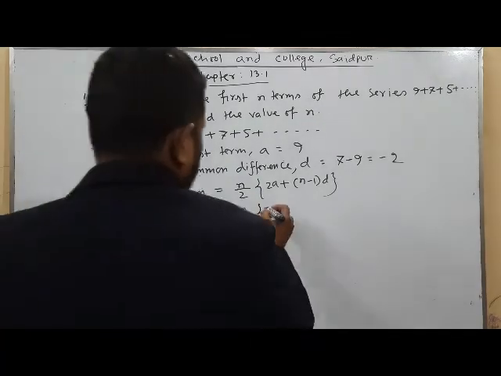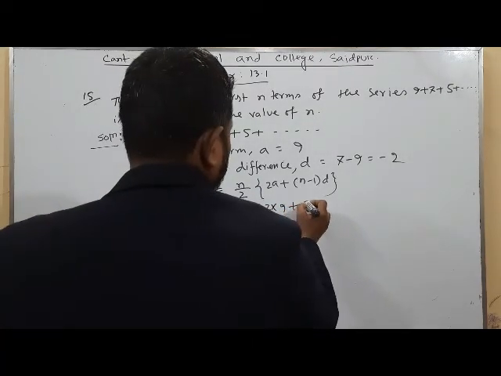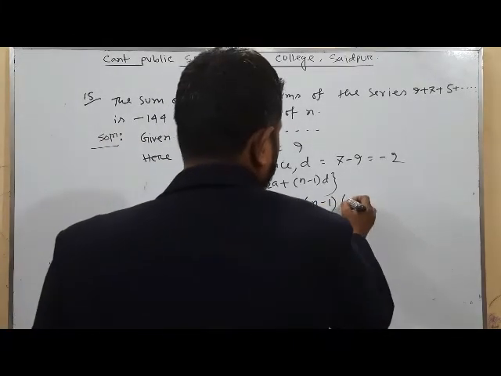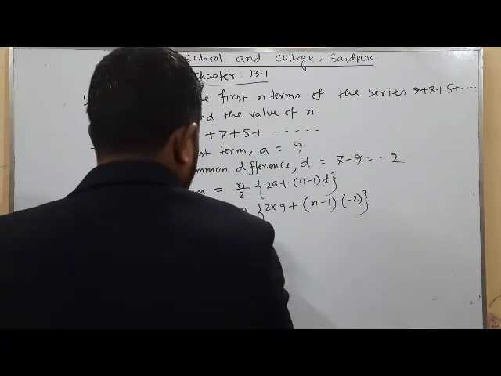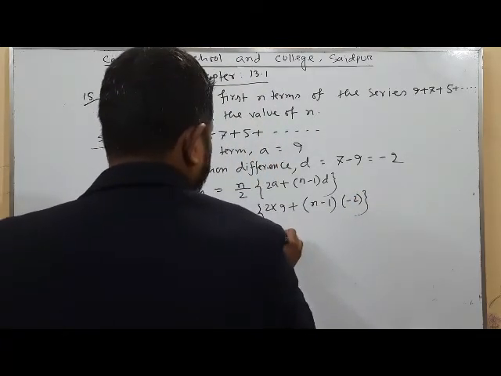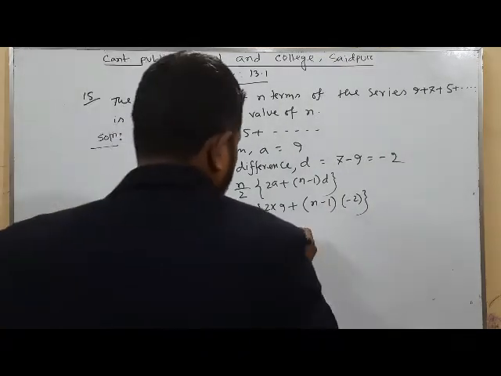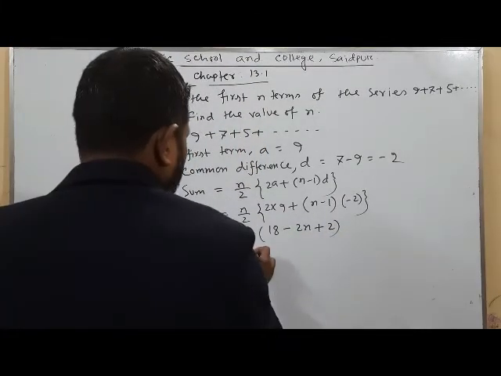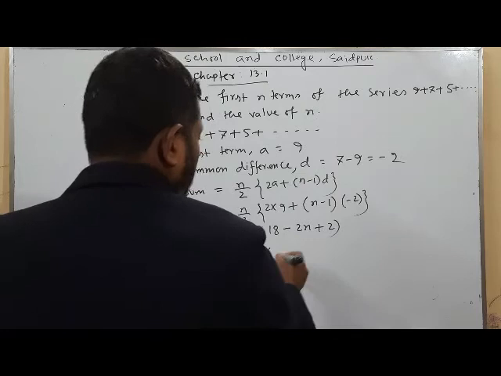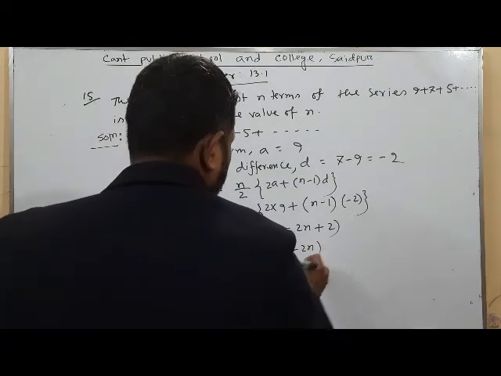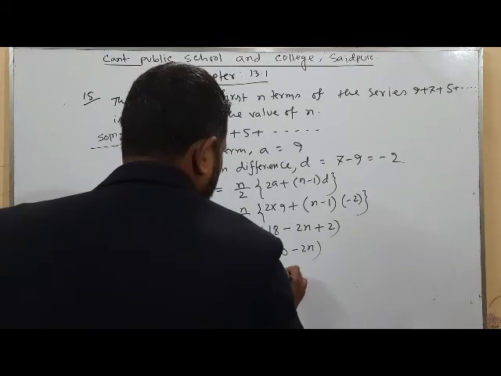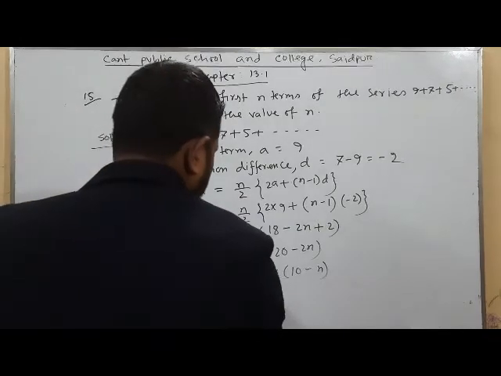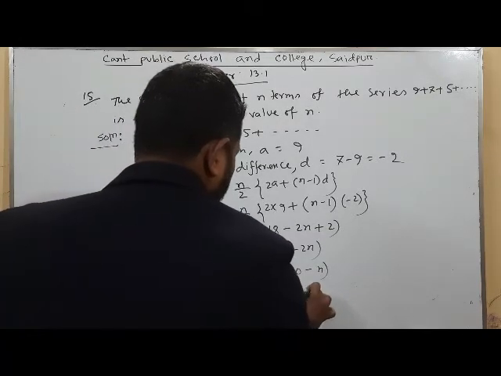Here a is equal to 9, that is 2 into 9, n minus 1, and d here is minus 2. So n by 2, 18, here I have a minus sign, so minus 2n plus 2. n by 2, 20 minus 2n. If we take common 2 here, then we get 10 minus n, the 2 will cancel, and we get 10n minus n square.